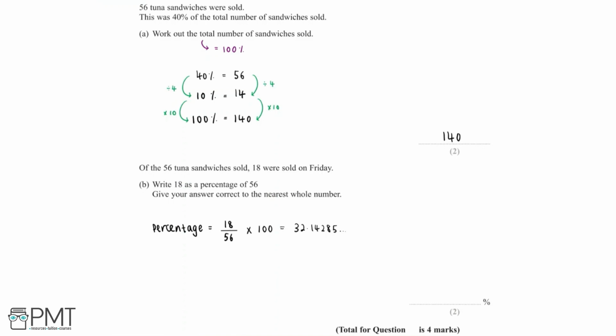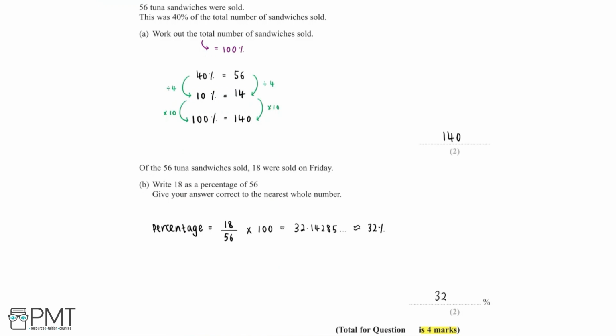32.14285 correct to the nearest whole number is equal to 32. And so we can say that 18 as a percentage of 56 is approximately equal to 32%, correct to the nearest whole number. Now this question is worth 4 marks.